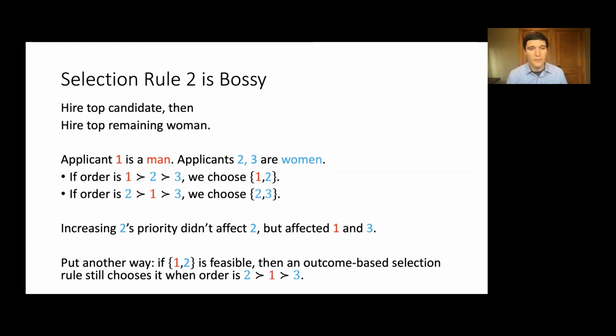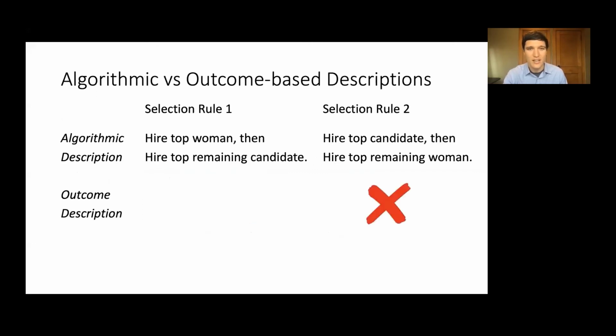A different way of thinking about this is, hey, wait a minute. If we were willing to accept that we would take applicants 1 and 2 when they were ranked 1st and 2nd, then if we just switch their order and rank them 2nd and 1st, shouldn't we still be willing to take applicants 1 and 2? And so that's sort of why this doesn't have an outcome-based description. You couldn't describe it in terms of a set of feasible selections, whereas selection rule 1 does.